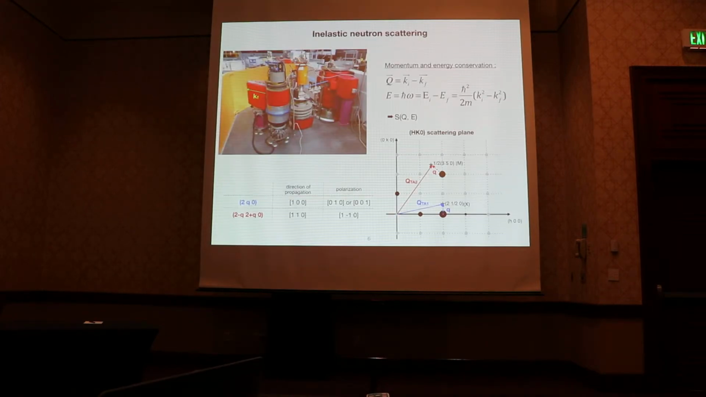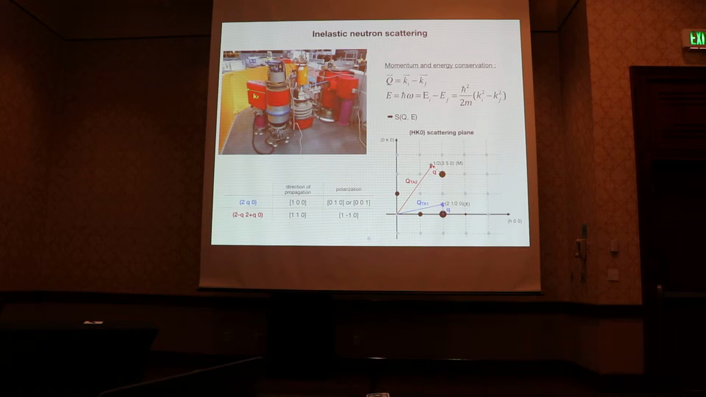So this is a photo of a cold triple axis spectrometer. This is TASP, which is located at the Swiss neutron source, PSI. During a scattering experiment, you have the sample that sits in the cryostat, and you have an incoming neutron beam with an incident wave vector.